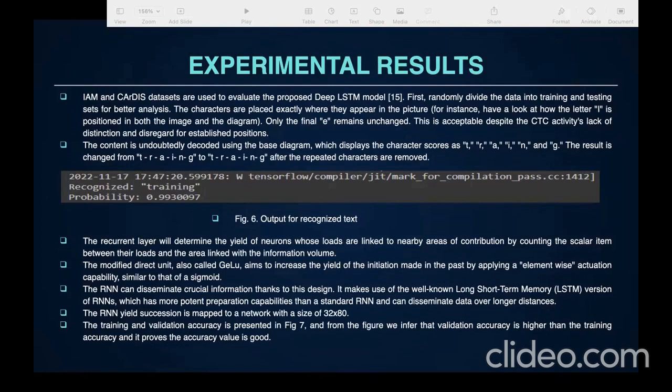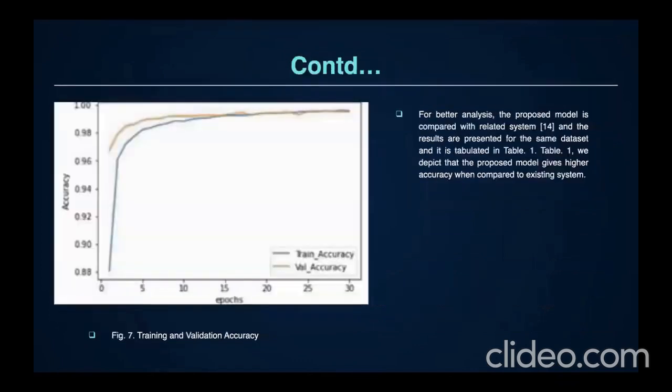The RNN layer determines the yield of neurons whose loads are linked to nearby areas. Also, the RNN can disseminate crucial information due to its design. It makes use of the long short-term memory so that it can store more characters rather than discarding them after recognition.